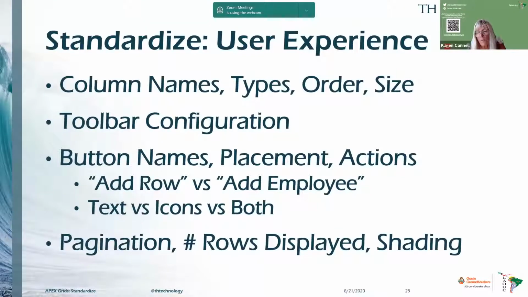Toolbar configuration: where the buttons are, what they do, whether you have icons on them or not. Even simple things like add row versus add employee. If you use text and icons, which we can do declaratively in the new version, put your icons on the same side all the time. It is so weird to me to have the icons on the left, left, left, left, and then this button over here, the icons on the right. And I guarantee you one of your users is going to say, why is that one that way? Because it means something different if it looks different.